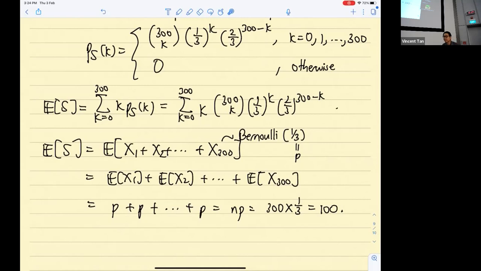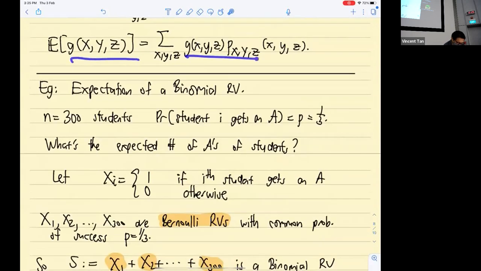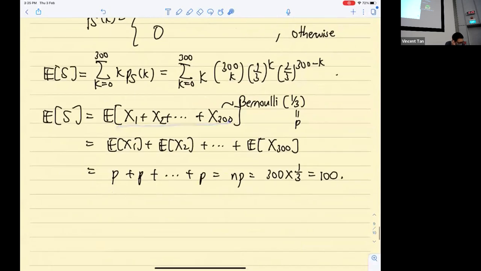Is that clear? I think it's very clear, right? Basically, I don't like to do this sort of thing because it's too complicated. There's a way to do it, if you wish, but there's a much simpler way. Just by using, here, what are we using? We are basically using this formula here, and linearity of expectation. The expectation is linear.